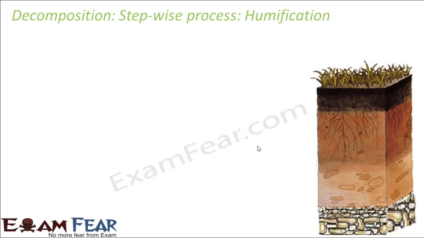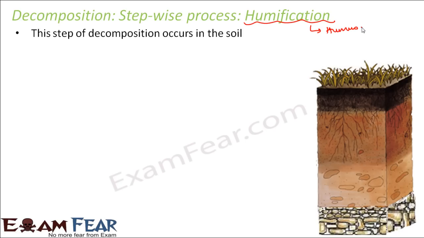And finally, the fourth step, which is humification. The name is derived from humus. You would have heard about humus. Humus is that substance which increases the fertility of the soil. So we always want soil to be rich in humus so that it can be more fertile, so that the crop productivity can be more out of it. So humification is derived from humus. Let us see what happens in this step.